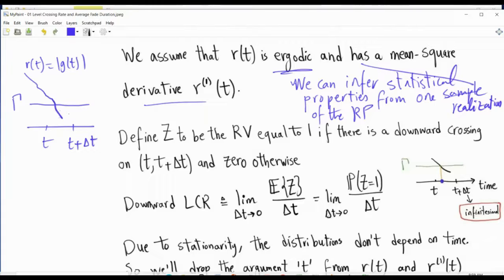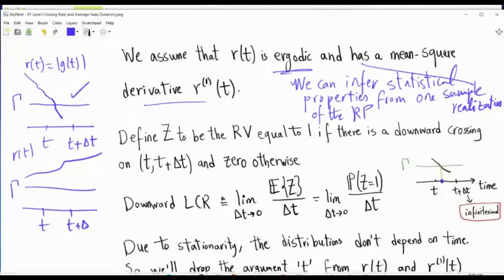Okay, so you can have a crossing, or perhaps t plus delta t, so this is level gamma. Perhaps you don't have a crossing. Perhaps r of t is doing something like this. Actually, here it is increasing, right? So here we have a crossing, and here we don't have a crossing. So here we cross the level gamma.